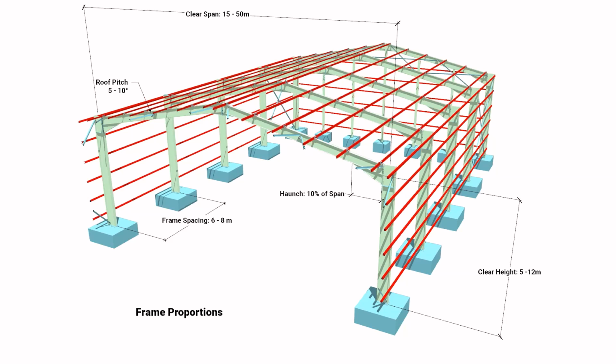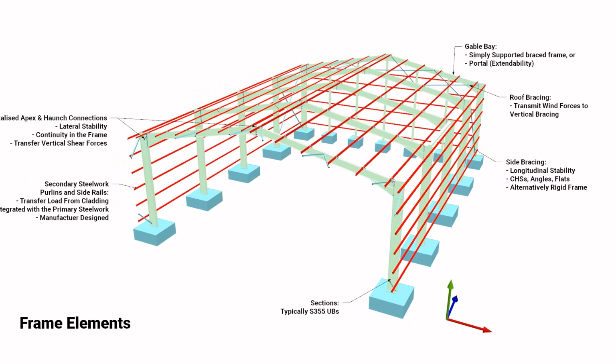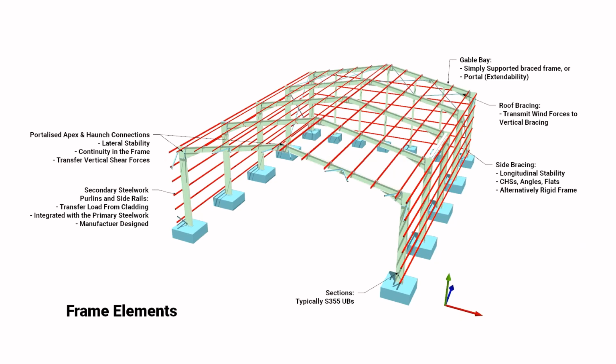So some portal-frame elements. The portal frame relies on continuity and stiffness through moment-resisting connections in the eaves through the haunch connection, and in the ridge through the apex connection.